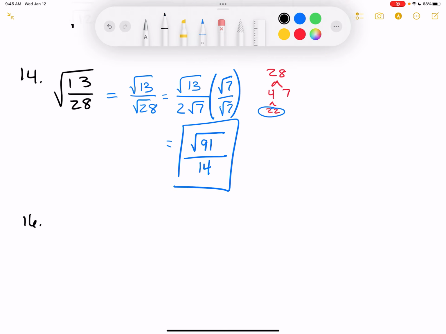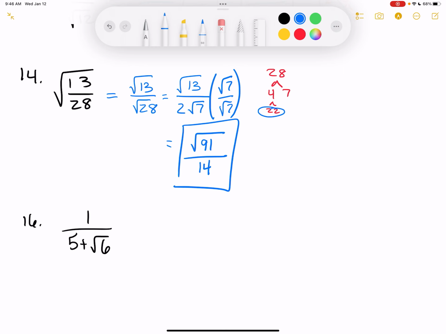So 16, we've got 1 over 5 plus the square root of 6. Okay, so we're going to start out simple. If I just multiply the top and bottom by the square root of 6, then on the bottom I'd end up with 5 square root of 6 plus 6. So I would just keep going back and forth. So we're going to use what we call a conjugate pair, okay? And we're going to actually multiply it by 5 minus the square root of 6.